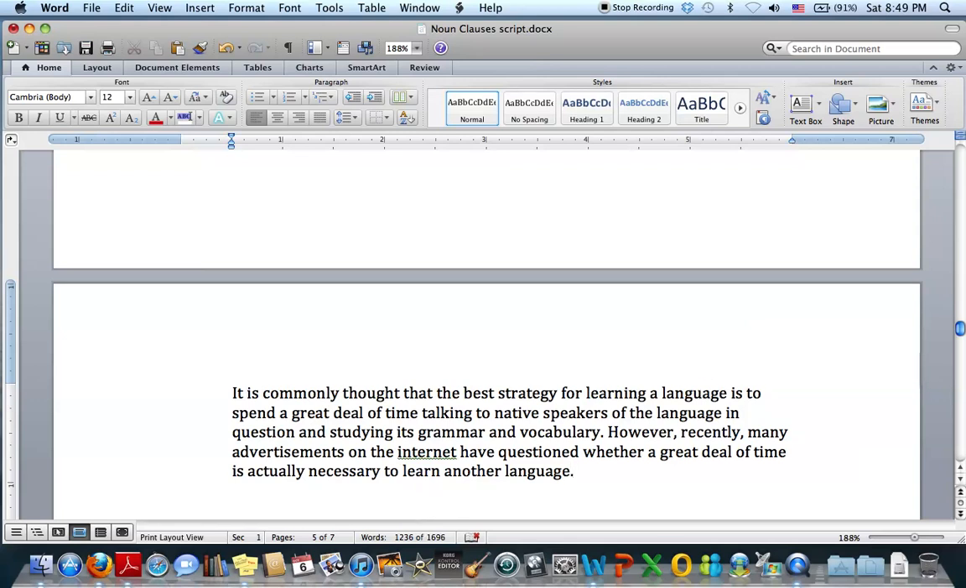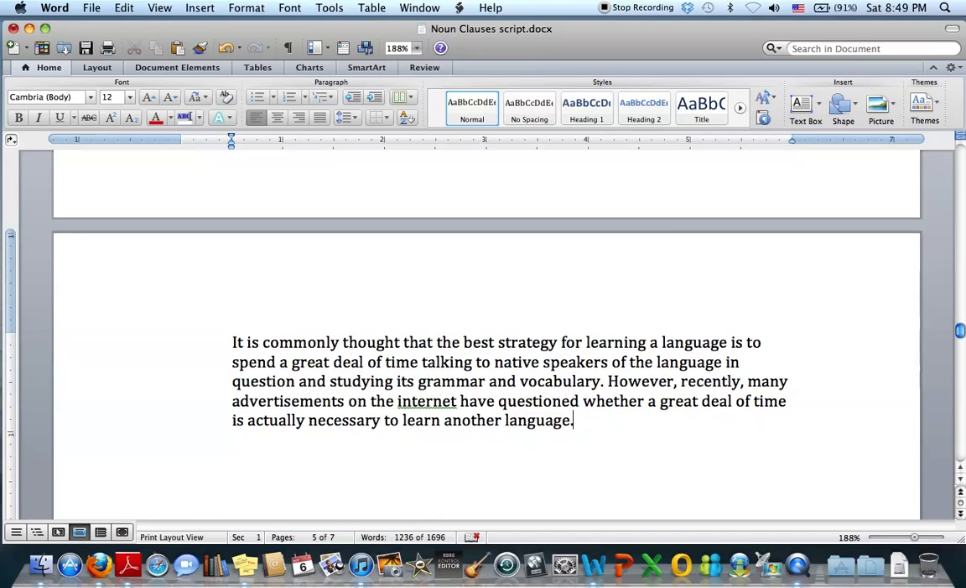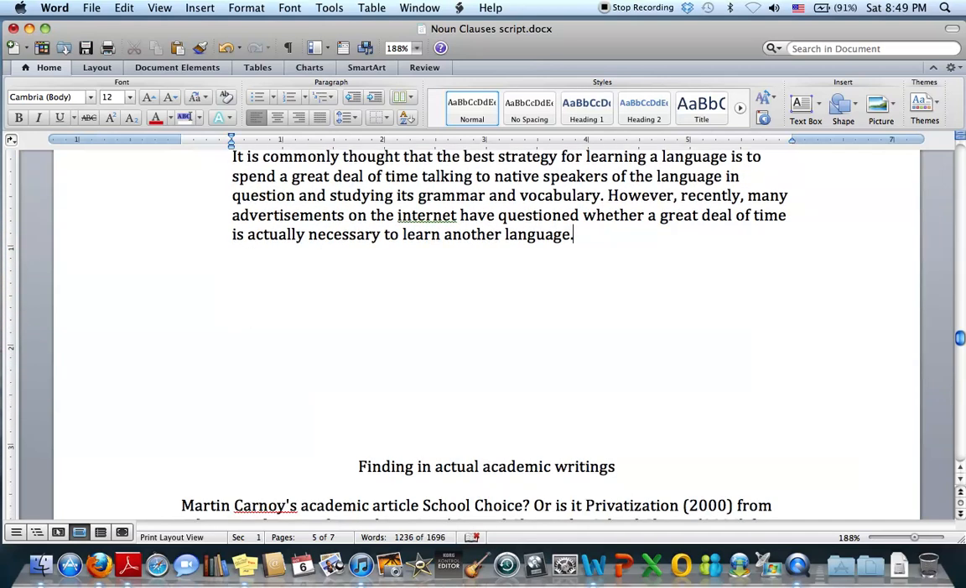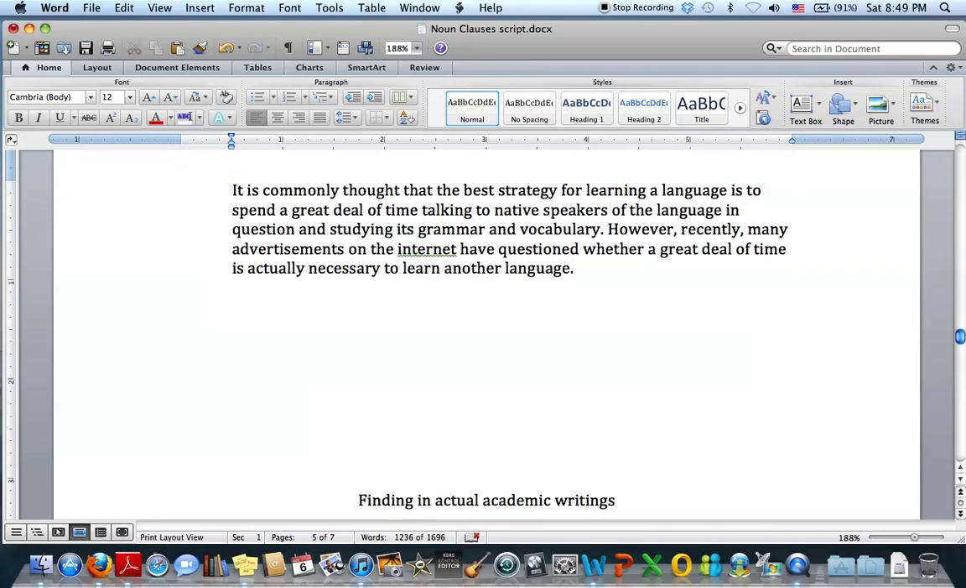That's getting your attention into whatever the rest of the paper is going to talk about, which is most likely going to be something about whether or not we need to spend a lot of time learning language. It establishes a topic there. Okay, so that's your basic types of noun clauses. Let's come down here and take a look at something else.